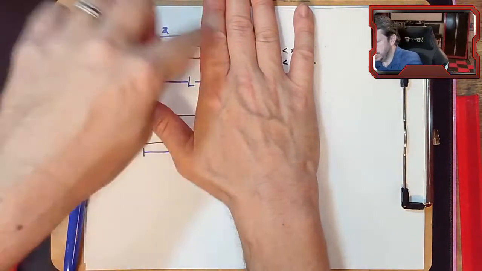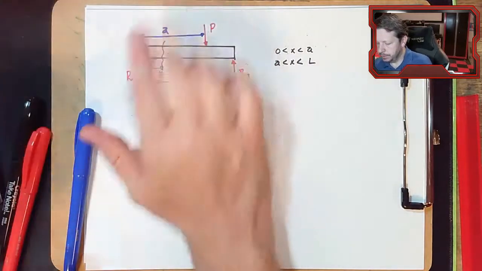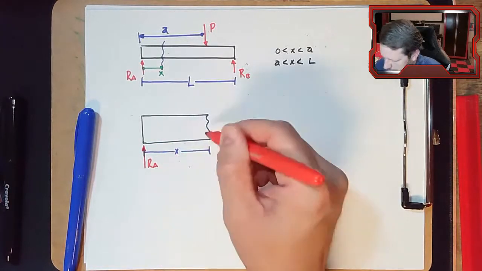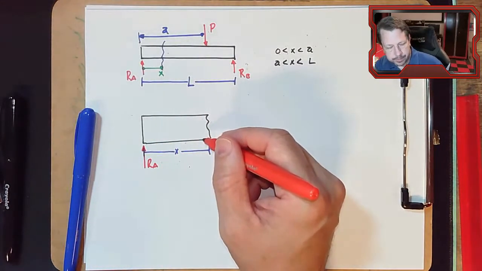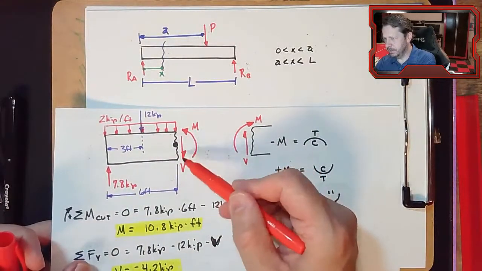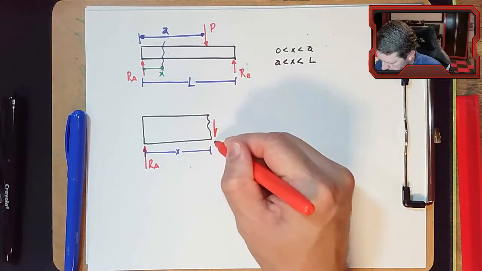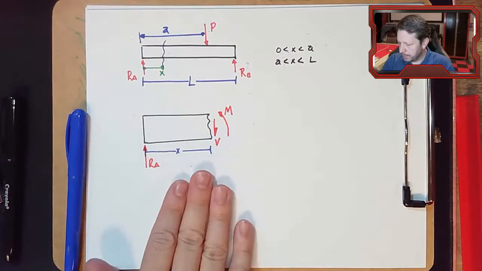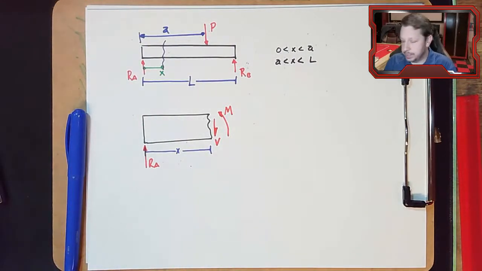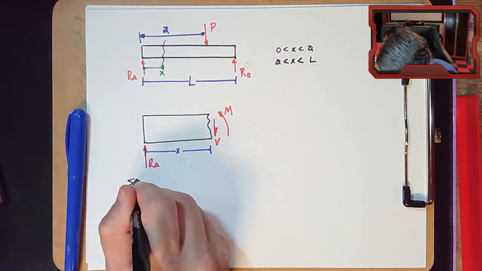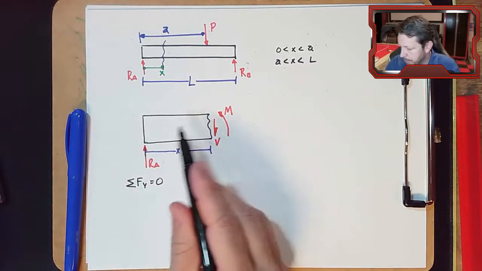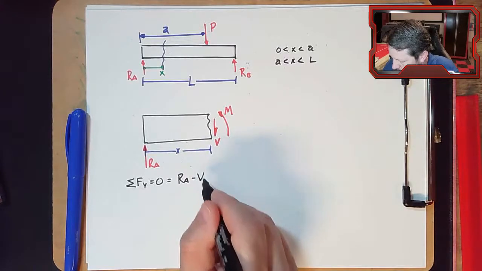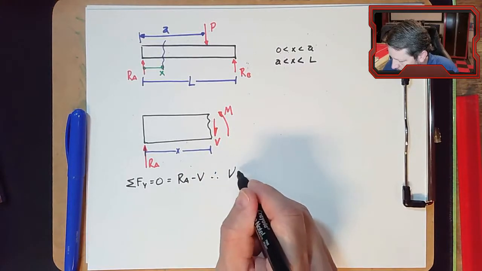We are drawing this side, so the point load's not on there, it's only RA. And we cut it here, where we need to follow this convention. We can write our equation for summation of forces in the y direction. Based on this, RA minus V equals 0. Therefore, V equals RA.